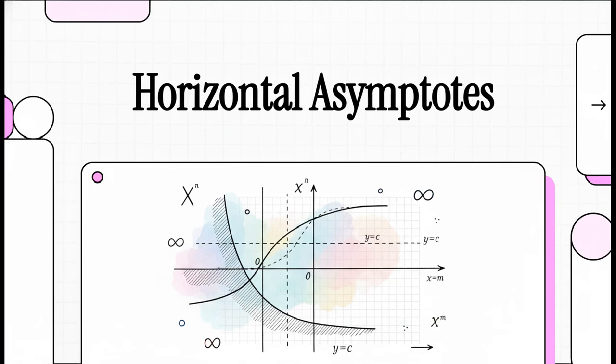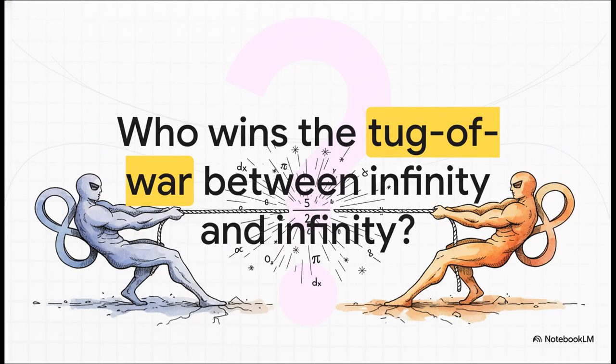There's a concept in precalculus that feels a little tricky at first, but honestly, it all boils down to one simple question. We're talking about horizontal asymptotes, and today we're going to crack the code and make them super simple. Okay, let's dive right in.